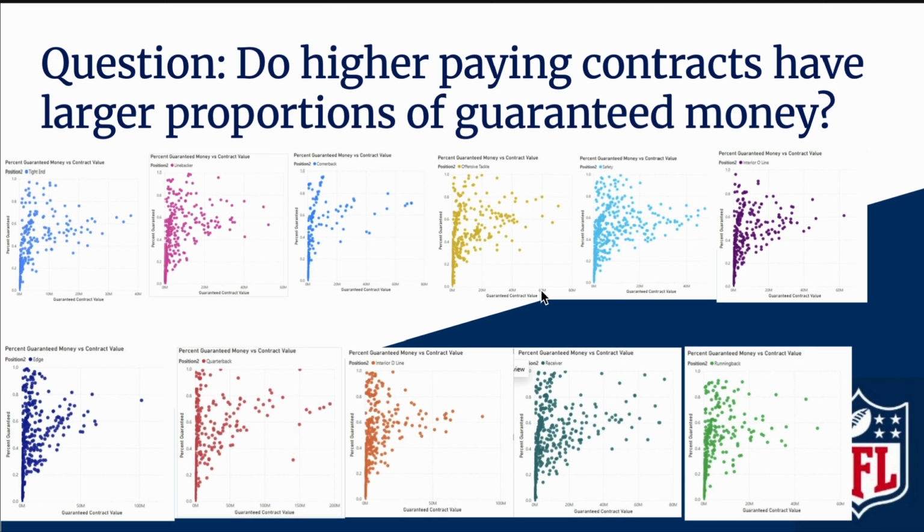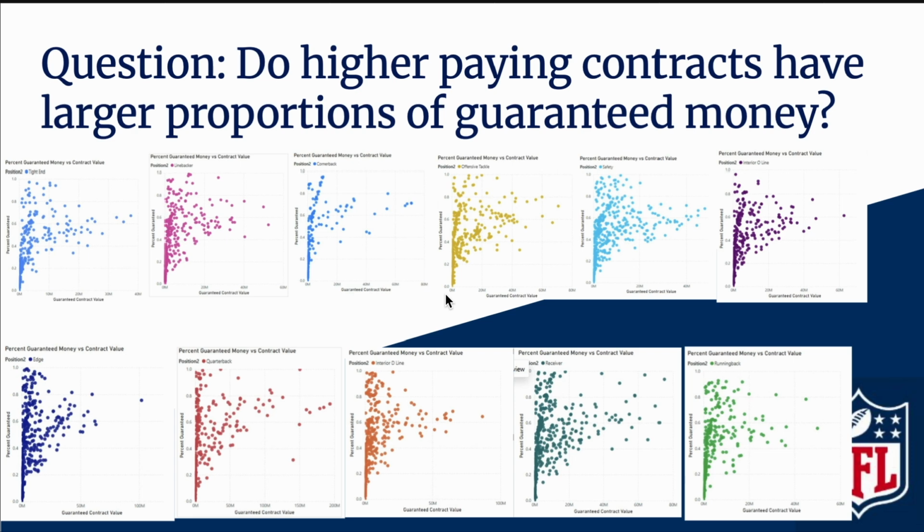And then these graphs are all the same graph for each position. On the x-axis is guaranteed contract value, and y-axis is percent guaranteed. So the general trend in all of these, it looks like, is that when guaranteed contract value is low, usually percent guaranteed is also low.